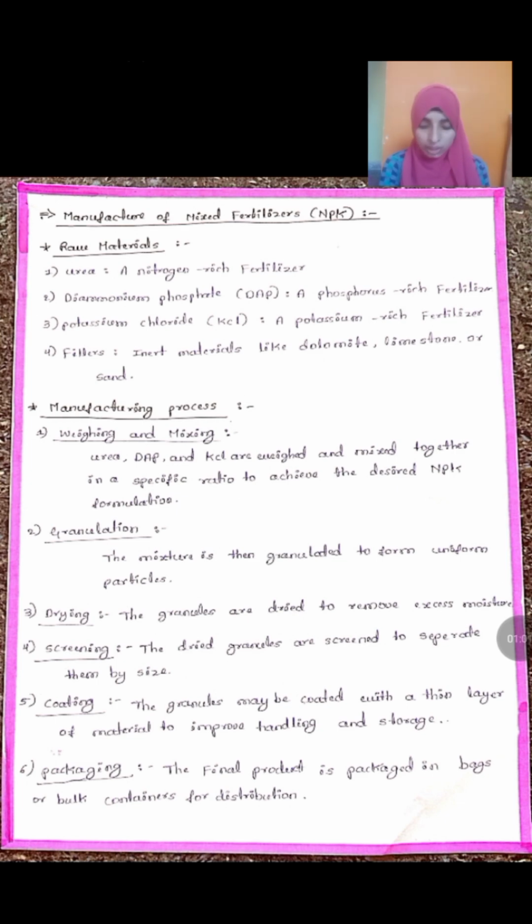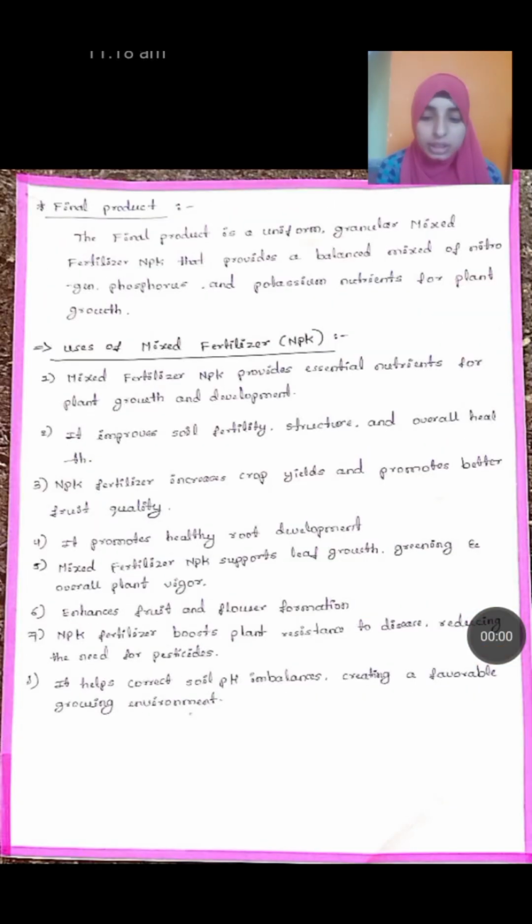Fifth one is coating. The granules may be coated with a thin layer of material to improve handling and storage. Sixth one is packaging. The final product is packed in bags or bulk containers for distribution. The final product is a uniform granule mixed fertilizer NPK that provides a balanced mix of nitrogen, phosphorus and potassium nutrients for plant growth. Next we are discussing the last topic, uses of mixed fertilizer NPK.